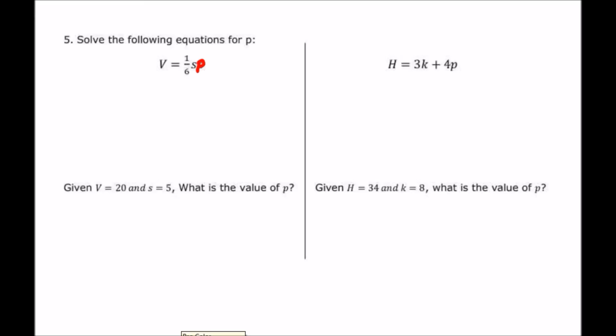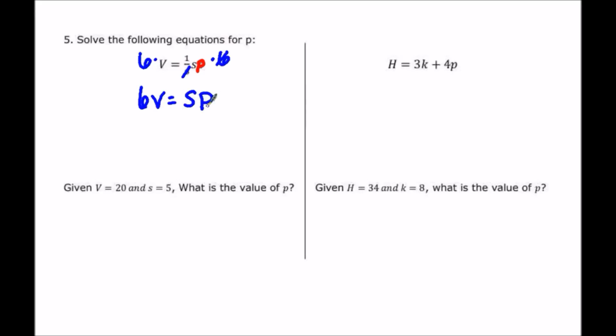So what in the world do we do here? Here's what I would do personally. When I see divide, I think the opposite, which is multiply, because I want P by itself. What's the opposite of divide by 6? Multiply by 6. Okay? So everybody multiply by 6. Here's a 6 on the top, 6 on the bottom. They're going to cancel out. Remember, what you do to one side, you do to the other. So now I have 6V equals SP.